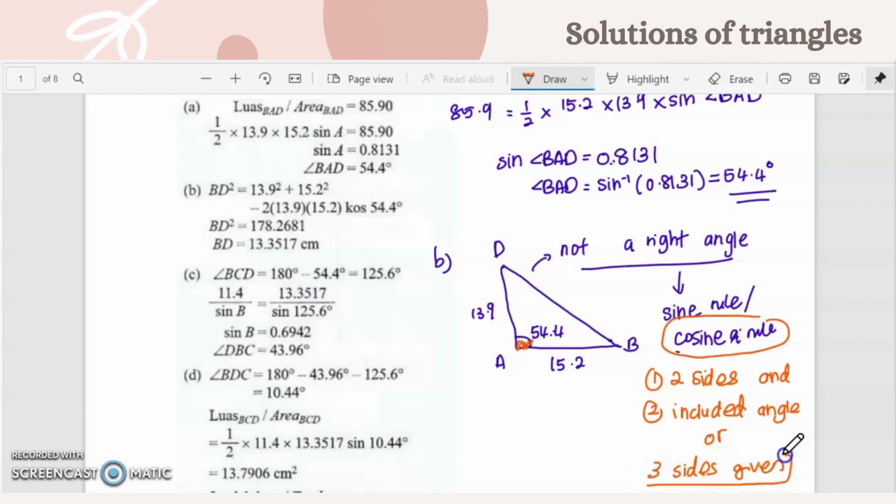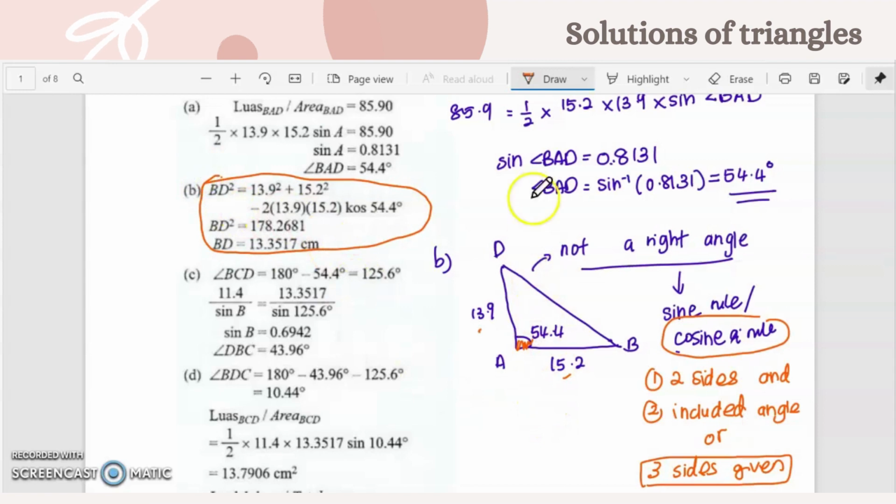So maknanya ini ialah condition kedua lah kalau kita nak guna cosine rule. Okay, so now from this triangle, you can see that we have BAD, the two sides and its included angle. So that means we can use the cosine rule to determine the length of BD. Okay, so cosine rule, what's the cosine rule? This is the cosine rule for question B.